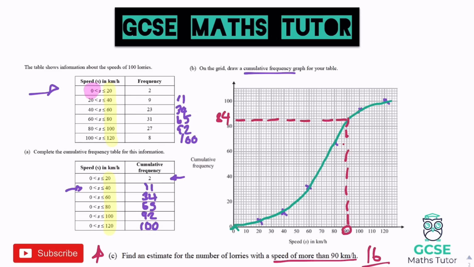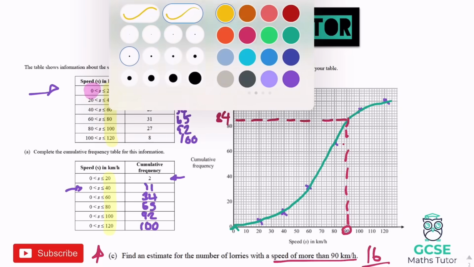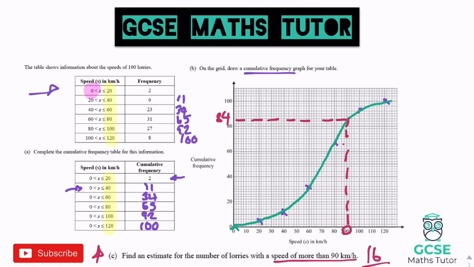But that's not the only thing that you can find from a cumulative frequency graph, and if I swap to another colour, we could also find the median. If there's 100 lorries, the median's going to be here, sitting on the 50th, and I could go along and find the median speed. Let's have a look, and then drop it down. It looks like that lands on 70 for me. So I could have a median of 70.